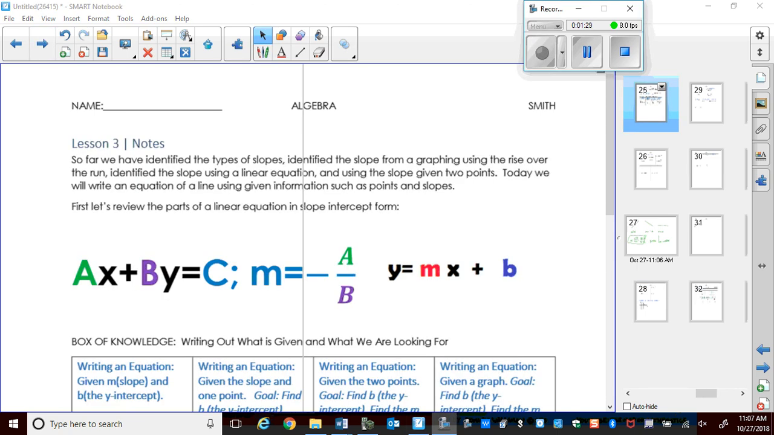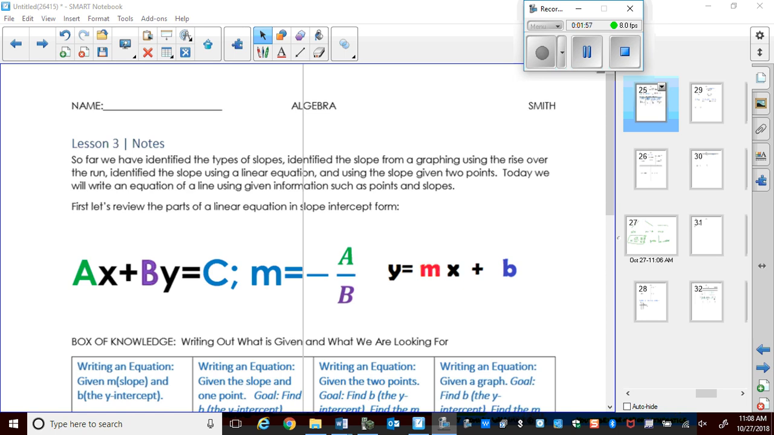So far we have identified the types of slopes. We've identified the slope from graphing using the rise over the run, identified the slope using the linear equation, and using the slope given 2 points. So today, we will write an equation of a line using the given information such as points and slopes. First, let's review the parts of the linear equation and slope-intercept form.